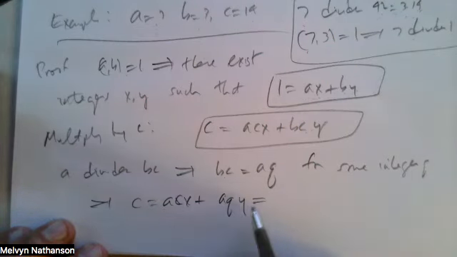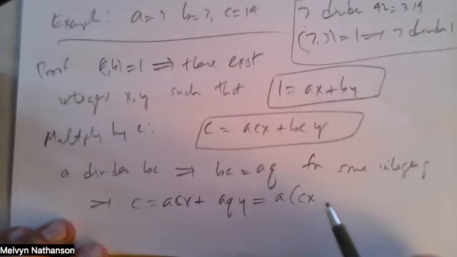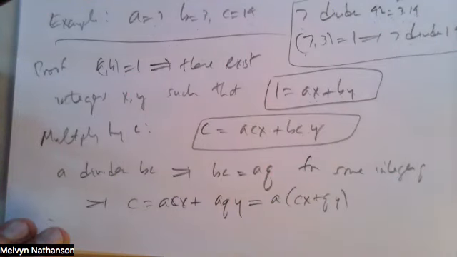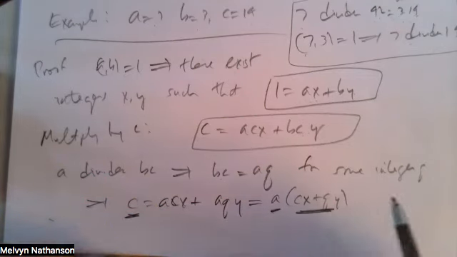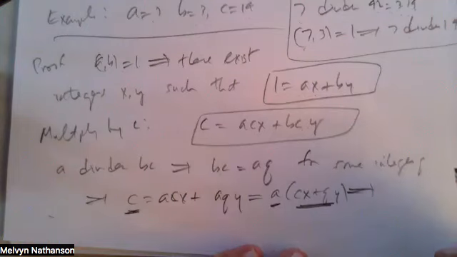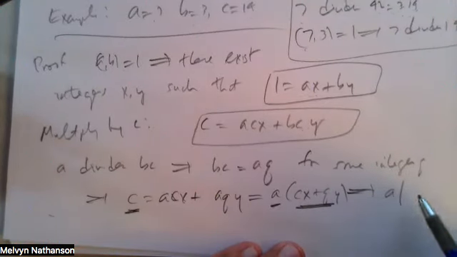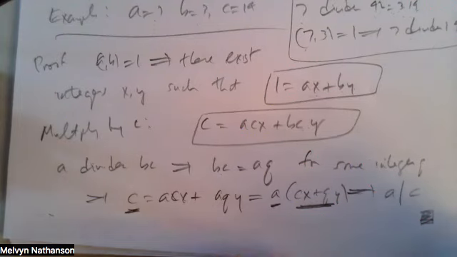From this, I can factor out an A. C is A times (Cx plus Qy). Now, what does this say? C is A times this integer. That's exactly the definition of divisibility. A divides C. And that's what we needed to prove. So this is exactly the proof of Euclid's lemma that's in the text, which you should be looking at. On page 26, it's all there and legible as well.